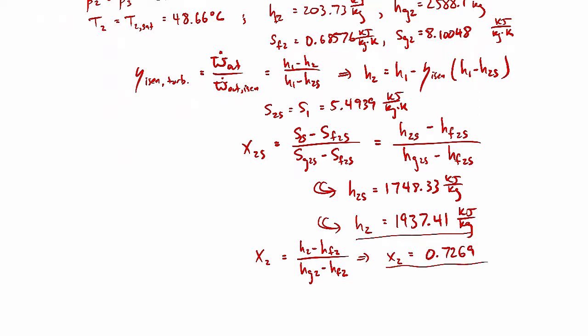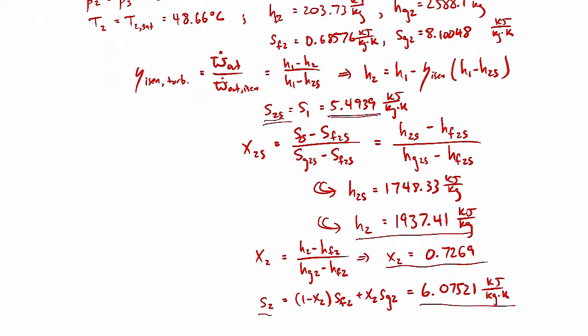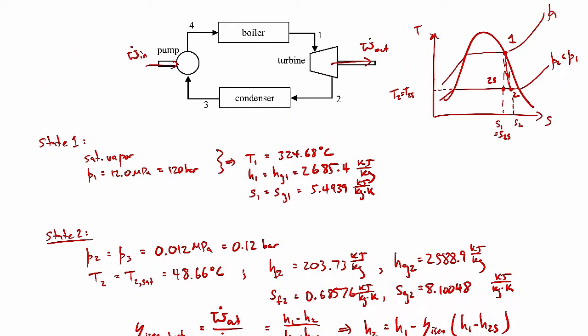so about a 73% quality. And then I can also calculate S2 using that quality. And when you plug those numbers in, that comes out to be 6.07521 kilojoules per kilogram Kelvin. The reason I did this is I just wanted to show that the S2 is a little bit larger than S2s. You can see up there, as expected. So the S2 right up here is a little bit larger than the S1 or S2s.